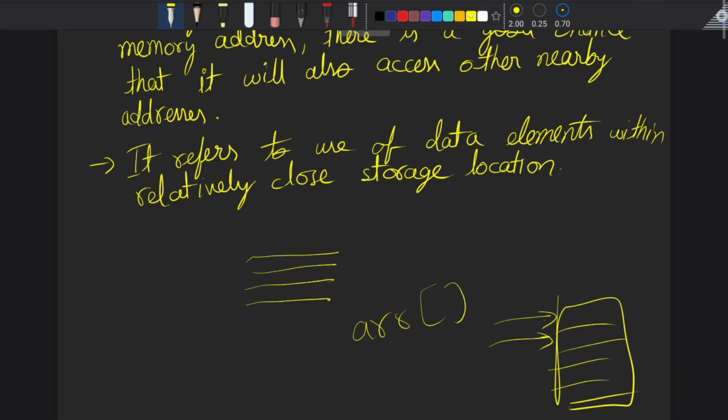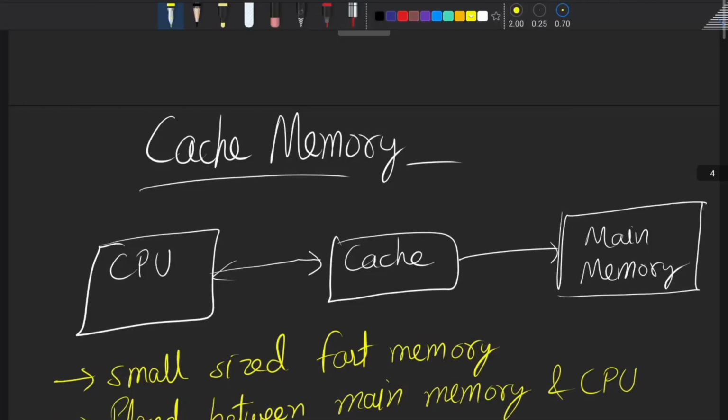Now let's move towards cache memory. So now we are going to study about cache memory. As we have already discussed, cache memory lies between the CPU and the main memory, and it stores the value or the address which needs to be frequently visited by the CPU.